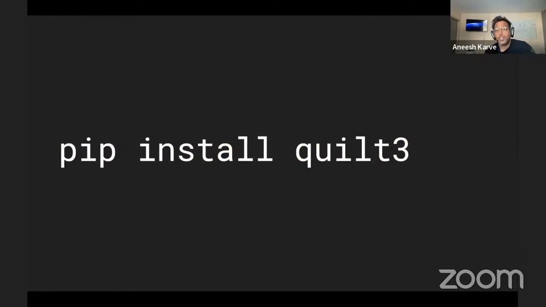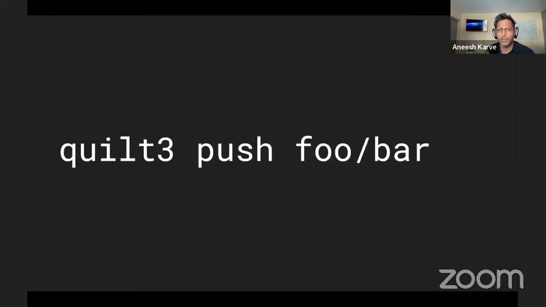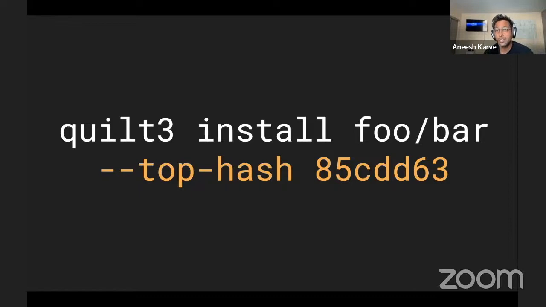Whenever you want to materialize a dependency, so let's say that you want to train a new model and you want to warm up the training set on disk, you just pip install quilt3 to get the package manager. Then you would quilt3 install the specific data set that you want to install.